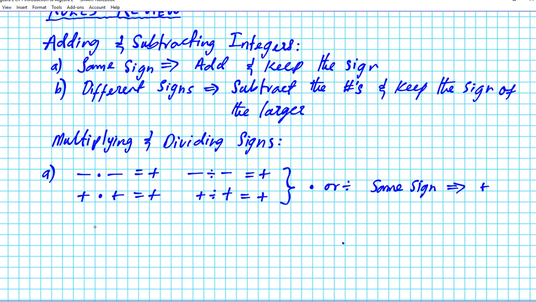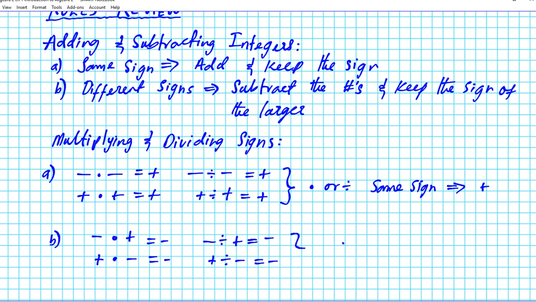Now, what if the signs are different? So, for example, what if we have minus times plus? If you have minus times plus, the result will be minus. If you have plus times minus, the result will be minus also. So this is the situation with different signs and multiplication. How about division? Minus divided by plus is minus, and plus divided by minus is minus also.